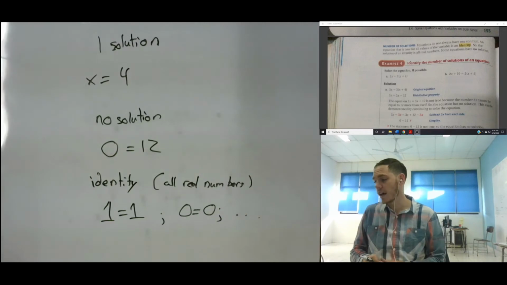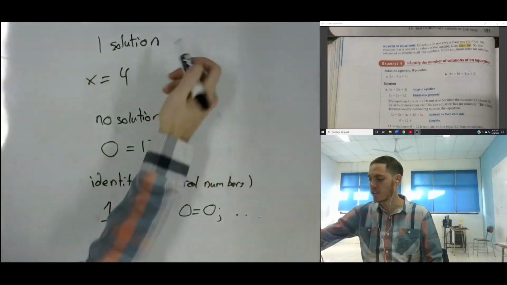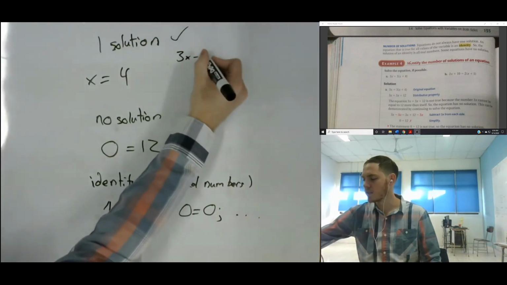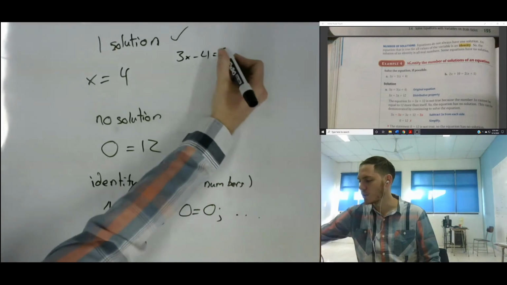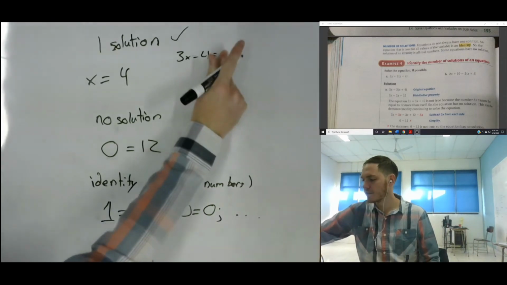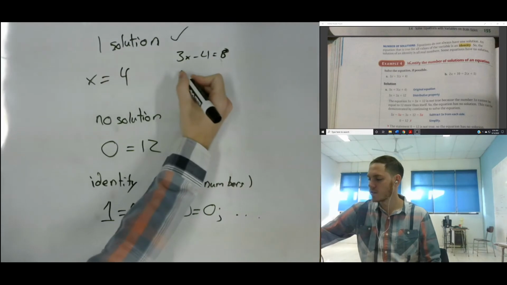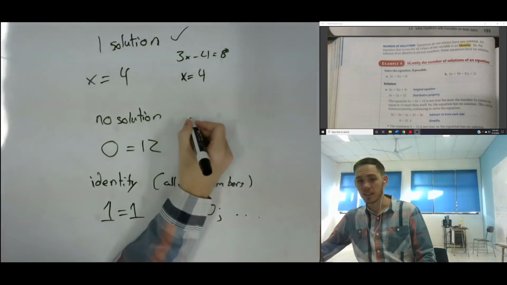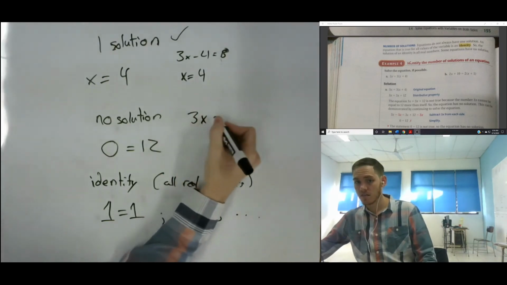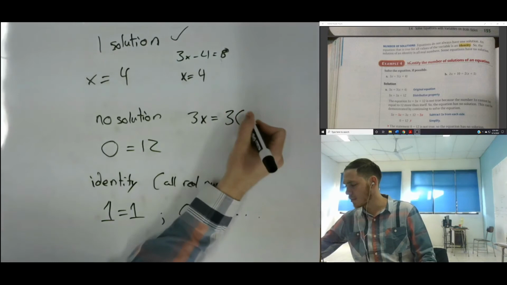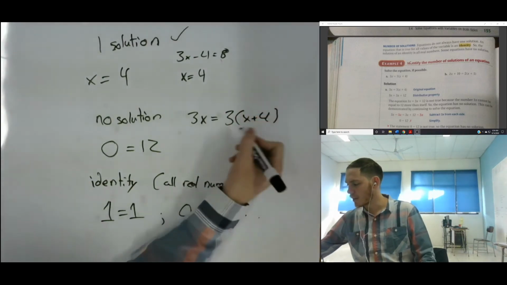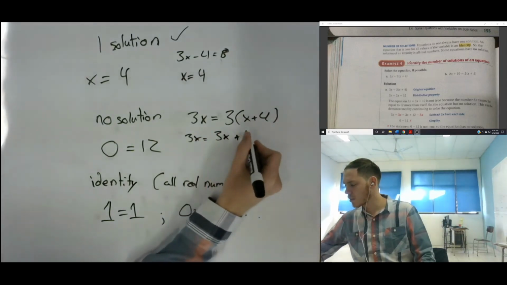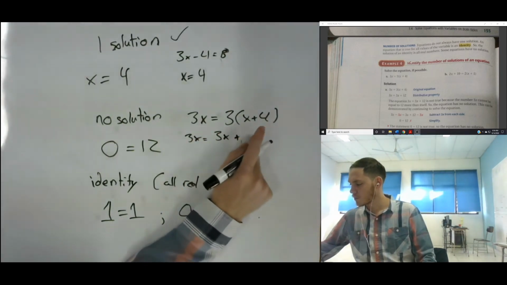So, how could this happen? Well, we already covered this one solution. So example is 3x minus 4 equals 8. Okay, so then x is going to equal 4. Okay, what about this? This is going to be something like 3x equals 3x plus 12. Okay, if you do the math, you get 3x equals 3x plus 12. Sorry, plus 12.